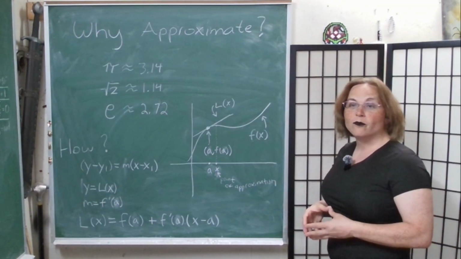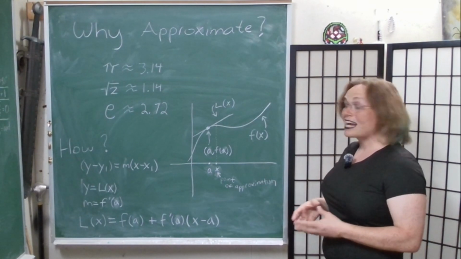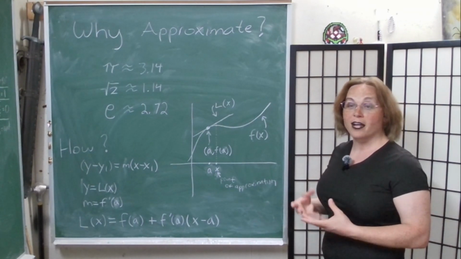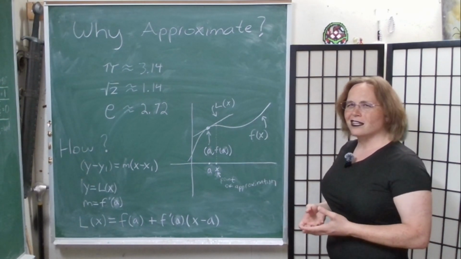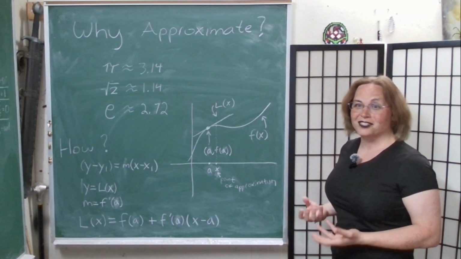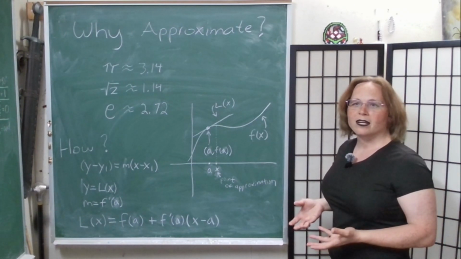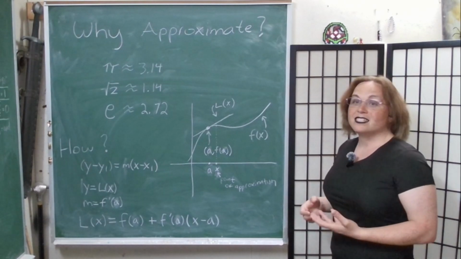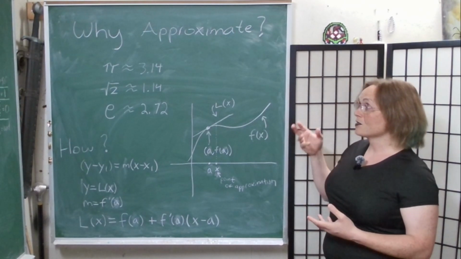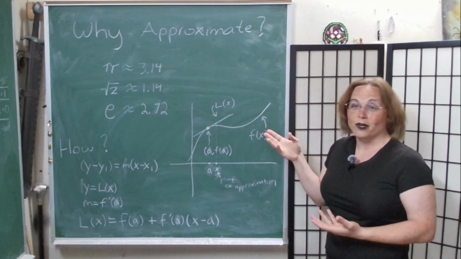Up to this point, we've been using the derivative to find the exact value of the rate of change of a curve at a point. But now we're saying that we're going to do an approximation instead? Well, why? What would we want to do that for? Well, we're going to do it for the exact same reason that we have approximations for pi or the square root of 2 or e.